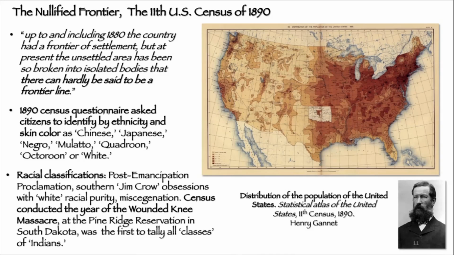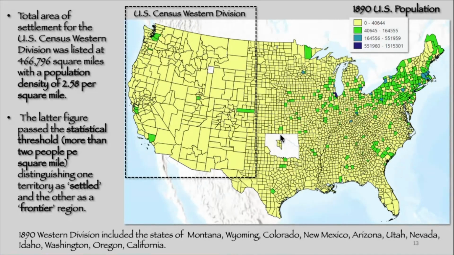The 1890 census also included a questionnaire that asked citizens to identify by ethnicity and skin color. And these racial classifications were preoccupations of the post-emancipation Jim Crow South. The census also took place the year of the Wounded Knee Massacre at the Pine Ridge Reservation, but ironically was the first to tally all classes of quote-unquote Indians.